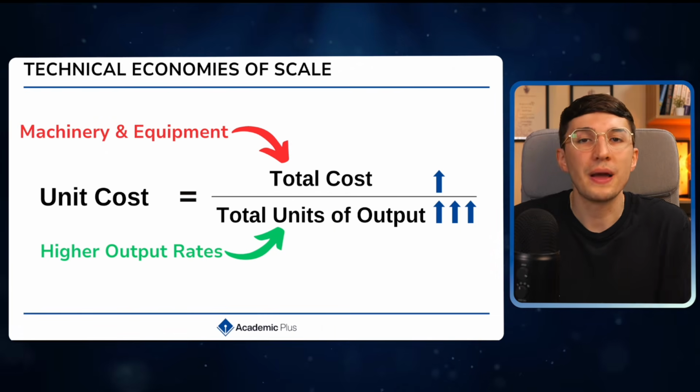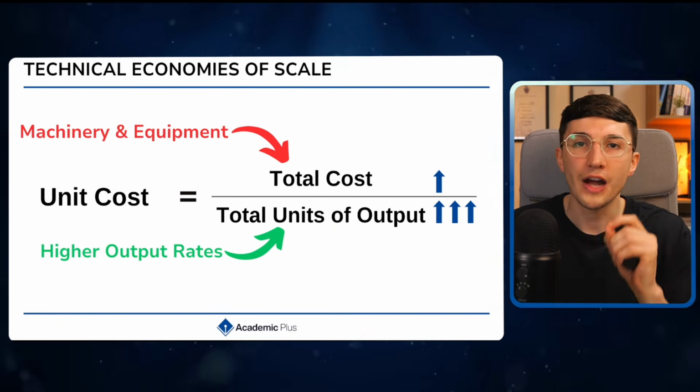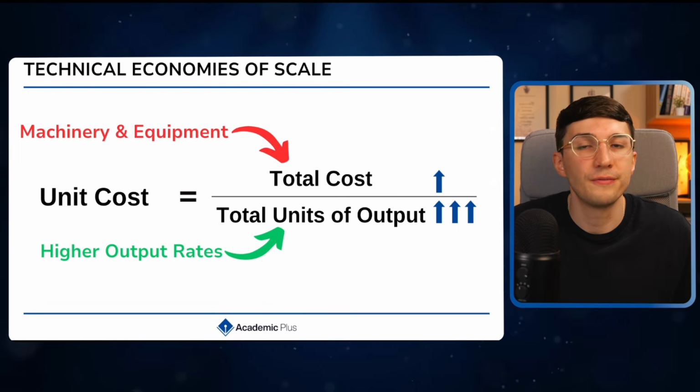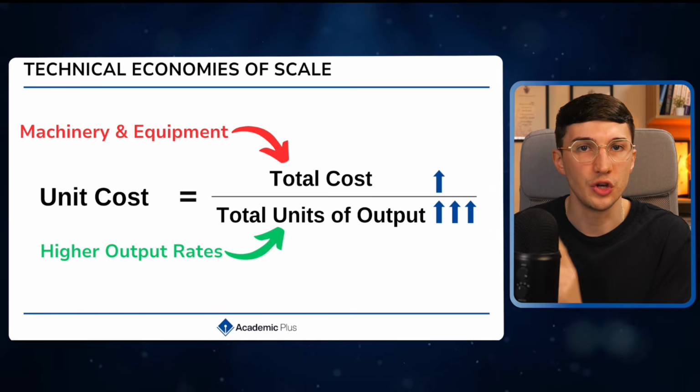So yes, we're spending more money on the machinery, on the equipment, but the higher output rate comes from the level of efficiency of that machinery, of that equipment, which reduces our unit costs.